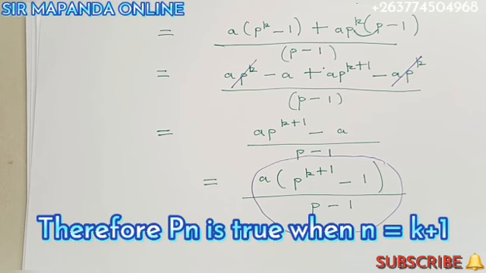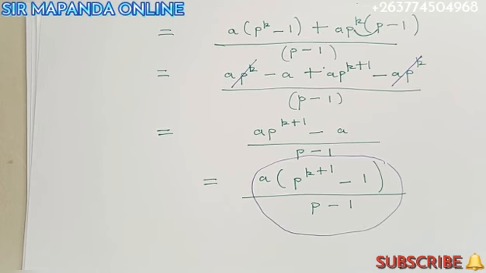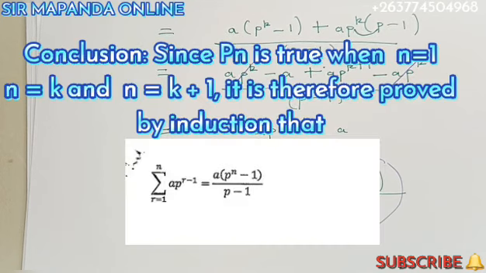So you then give your conclusion. I hope you are following that. Since Pn is true when n is equal to 1, n is equal to k, and n is equal to k plus 1, it is therefore proved by induction that the summation given is equal to the sum of the nth term. Then you get yourself the format.